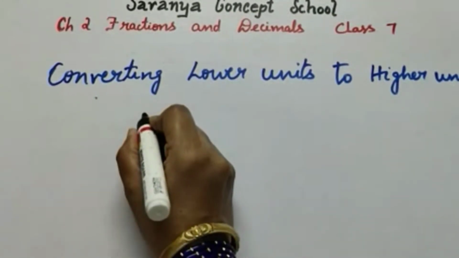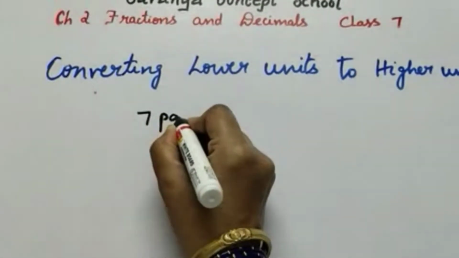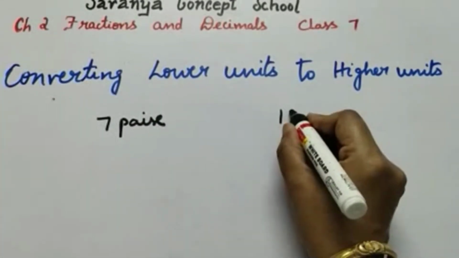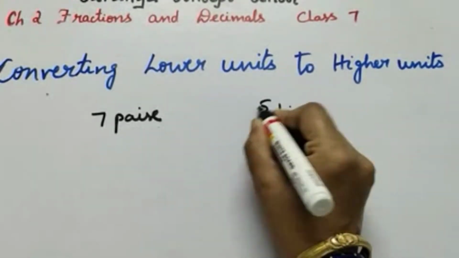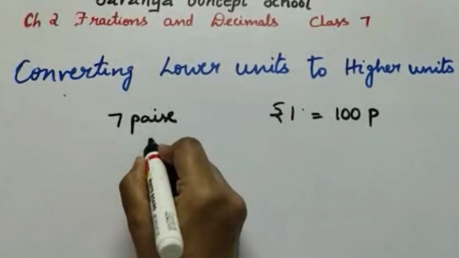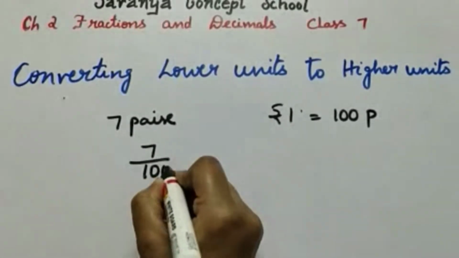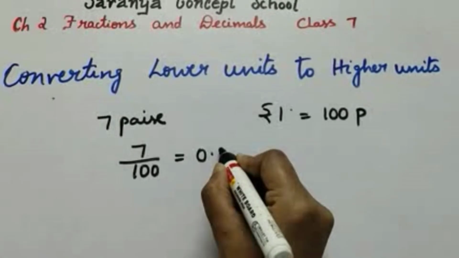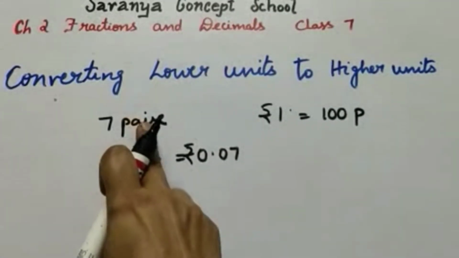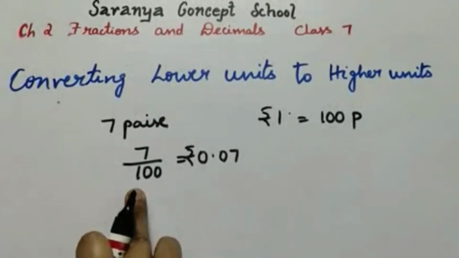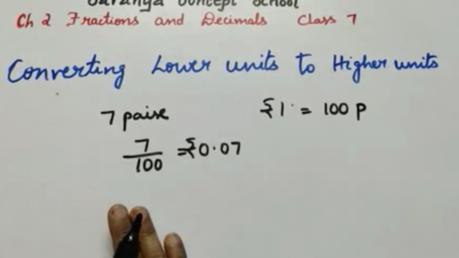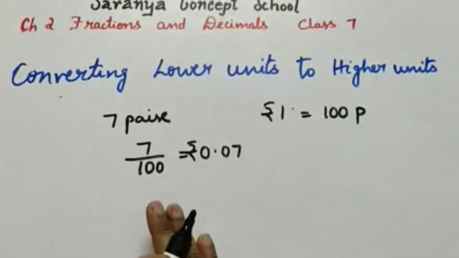For example, you have 7 paise. How do we convert it into rupees? As we know, in 1 rupee, how many paise will there be? In 1 rupee, we have 100 paise, right? So 7 paise can be written as 7 by 100, which is nothing but 0.07 rupee. So this is how we have converted 7 paise into the higher unit, rupee. In the same way, we can even convert length, weight and so on.